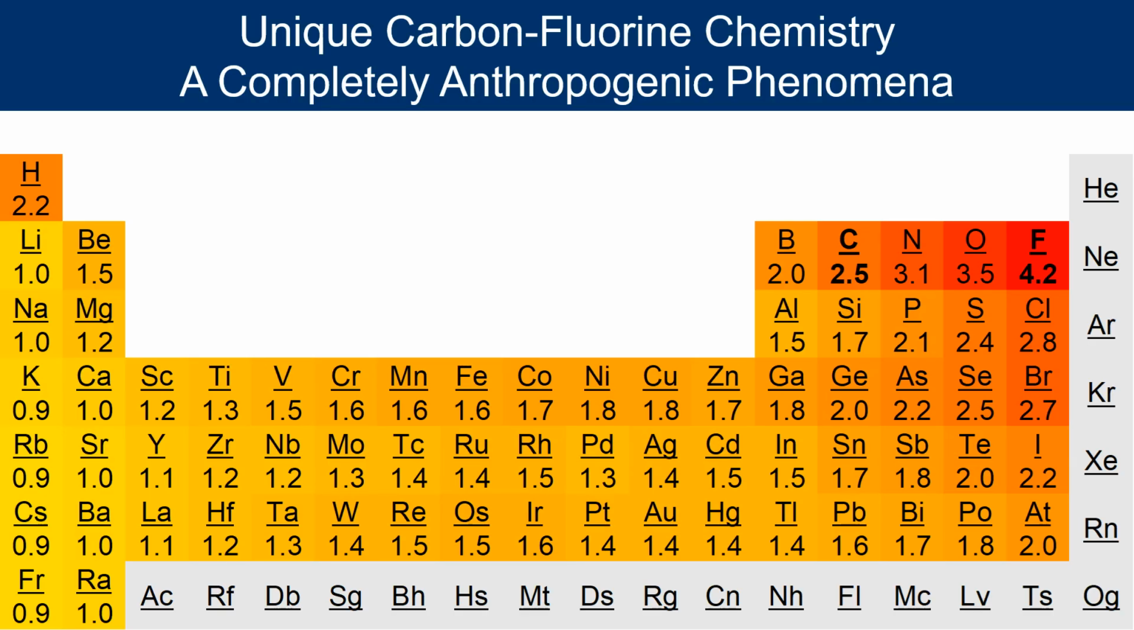Now, why is it important to look into PFAS? If you look at fluorine, it's the most electronegative atom on the periodic table, and the carbon-fluorine bond is the strongest carbon bond found, and it's not found in nature. It's completely man-made.